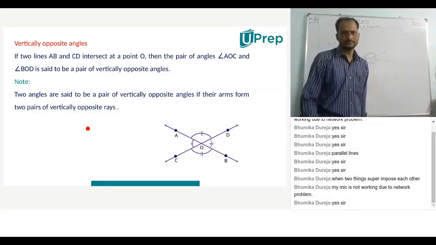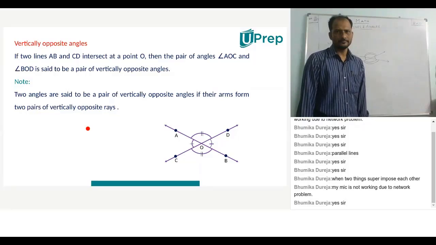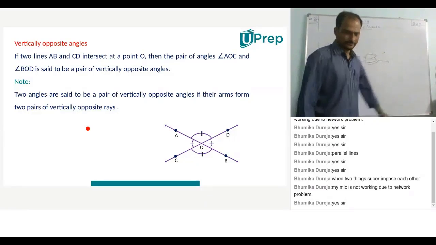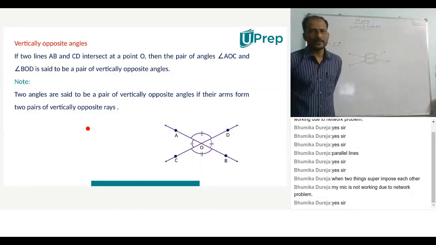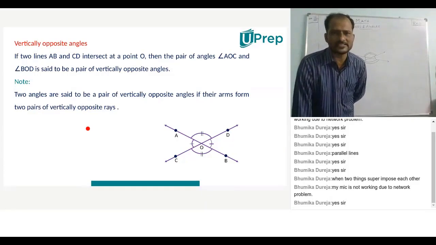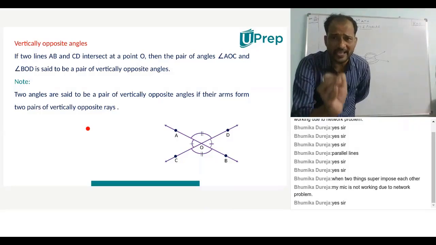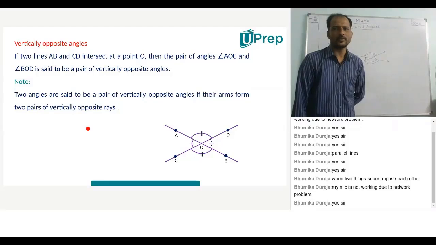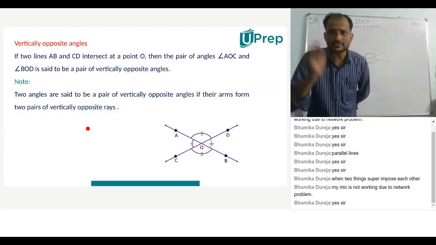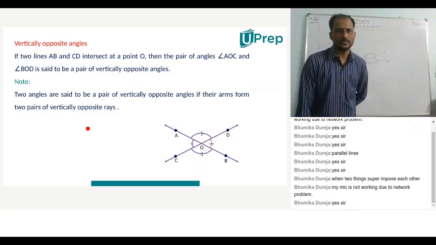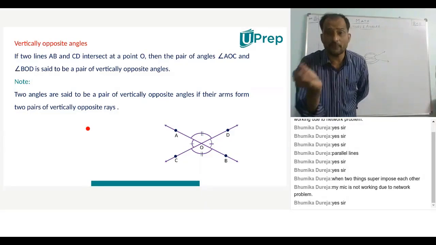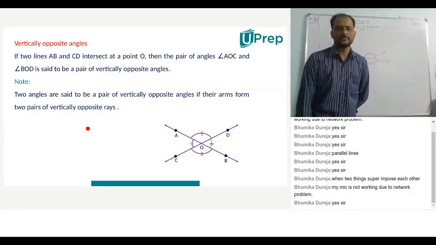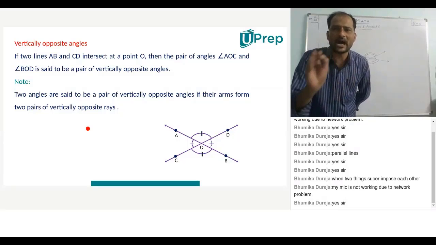Vertically opposite angles. A pair of angles are said to be vertically opposite angles if their arms form two pairs of vertically opposite rays.